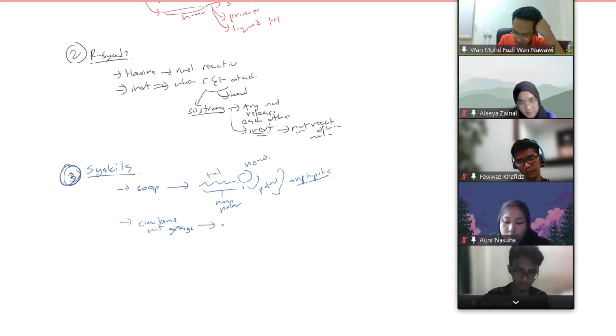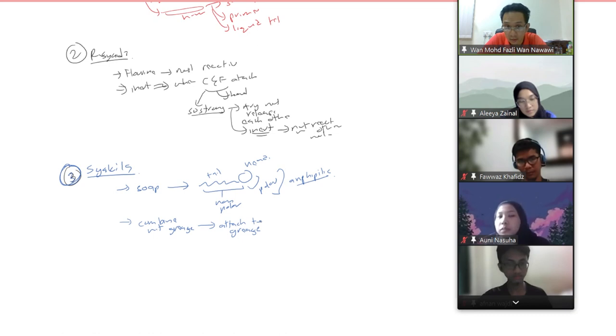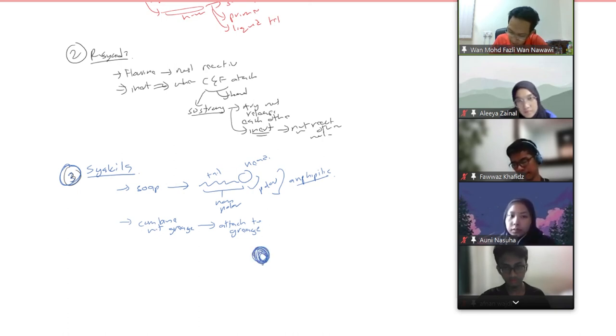How does it attach to the grease? Because of the non-polar and the polar. Okay, so let's say the grease is like this. So the grease is what? Polar or non-polar?